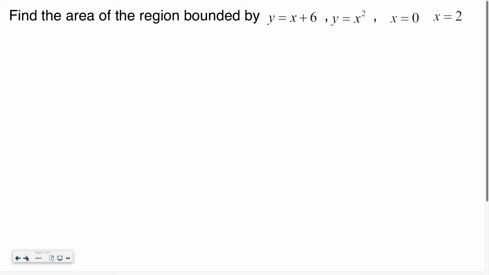So sometimes you'll see that word, the area of the region bounded by. You'll see that bounded word, and then it'll give you equations. Or it'll say find the area in between these 2 curves. You'll see it written a couple different ways. So what I want you to do right now, take those 4 equations and put them on a graph in your notebook. Take those 4 equations and put them on a graph.